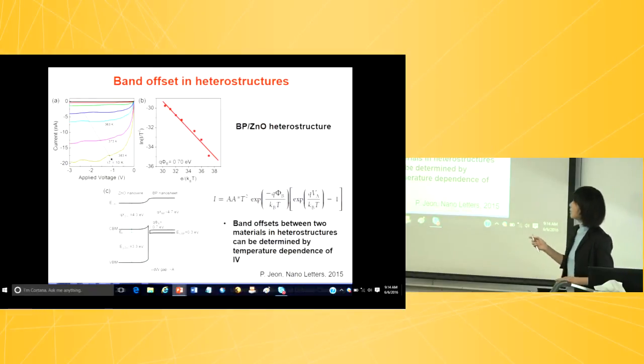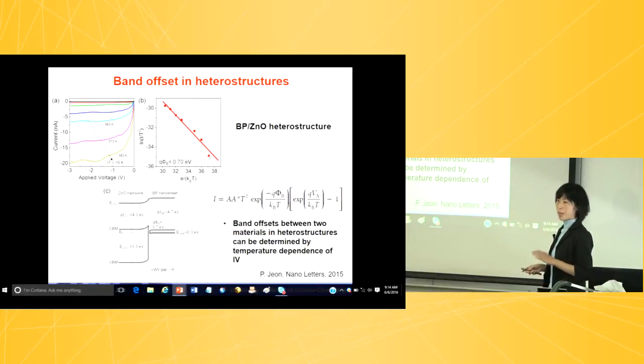This temperature dependence of IV can also be used to measure the band offset between two different 2D materials, or two different semiconducting materials. Here's one example. In this case, the black phosphorus is deposited on top of zirconium oxide nanowires. So the band offset between these two materials can also be measured by temperature dependence of IV. Here it's assumed that black phosphorus is more like a metal and we treat this junction as a Schottky barrier. So if we reverse bias this p-n junction and measure at different temperatures, we can track the barrier height or band offset between these two materials.